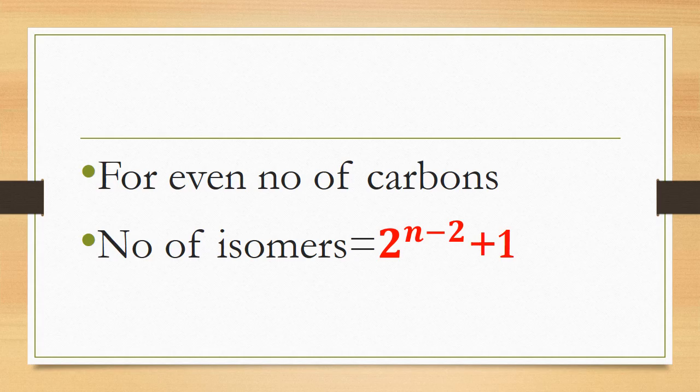For an even number of carbon atoms: when you are given a member of the alkene series and the number of carbon atoms is even, meaning 4, 6, 8, 10, you can use this formula to find the number of isomers: 2^(n-1) ... 2^(n-2) + 1.